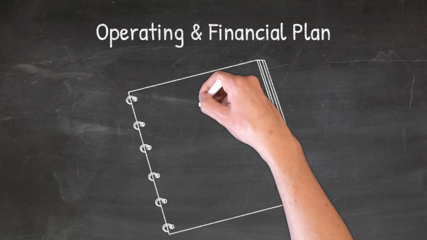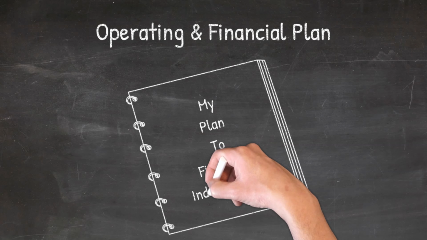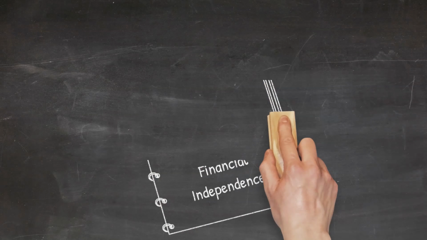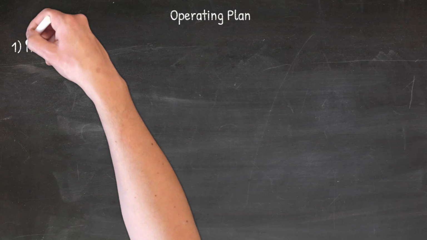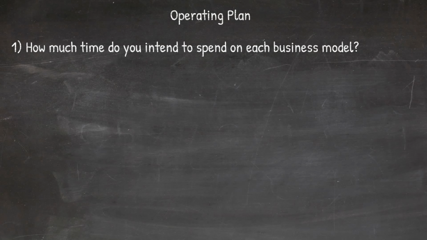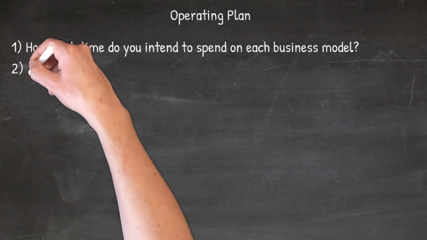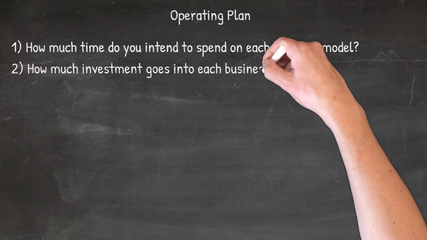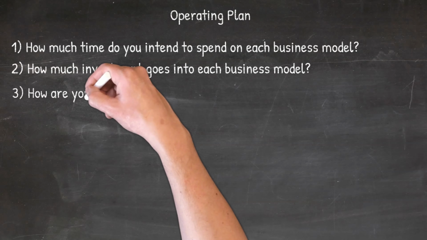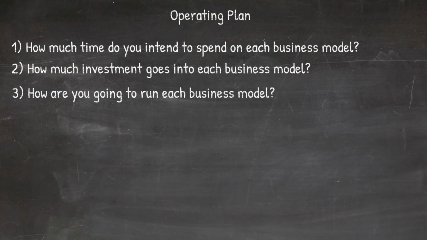The operating plan includes information on how you're operating your different business models. This step will help position your overall plan for success. Answer the following questions. How much time do you intend to spend on each business model? How much investment goes into each business model? And how are you going to run each business model?